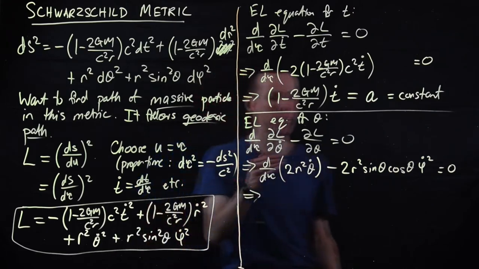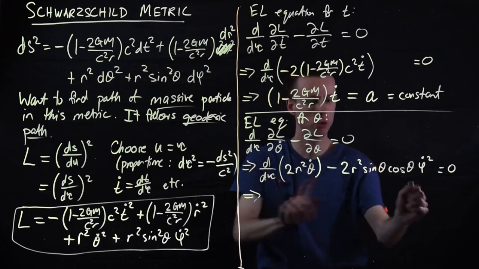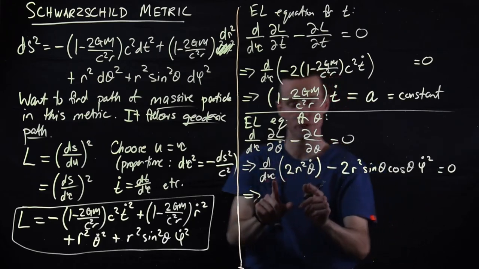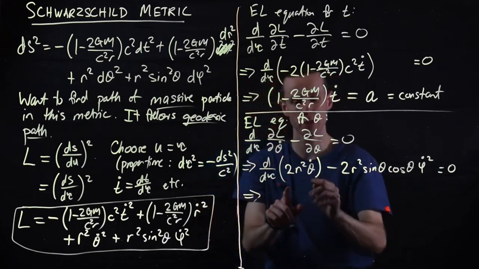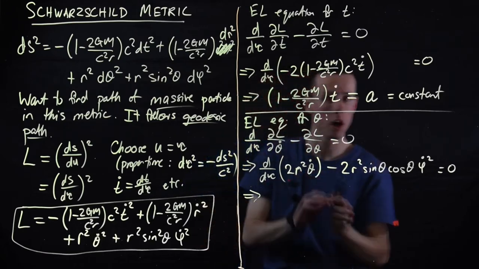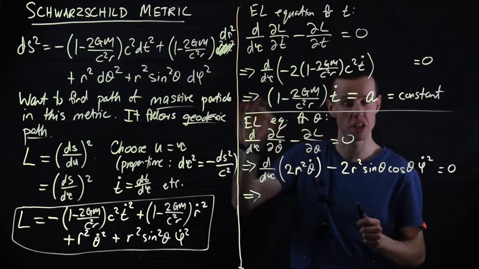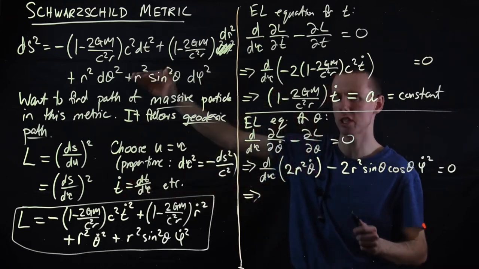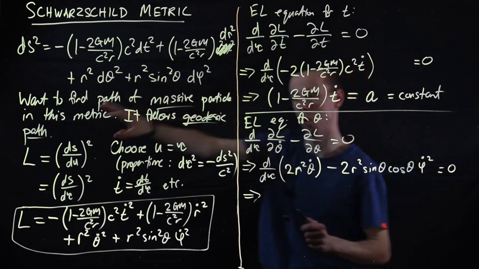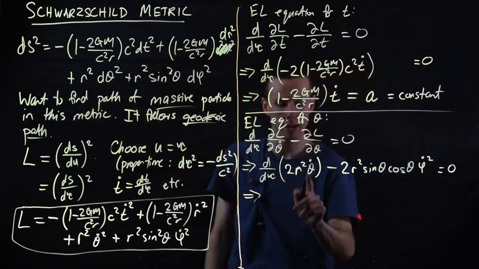Now in this case I can't do the trick I did up here. This time I don't have a total derivative equal to 0. I've got this extra term, so I am forced to just go ahead and do this full derivative. And remember, inside here I've got r squared and I've got theta dot. Both of those are functions of tau. Remember, ultimately tau is the parameter of the geodesic. Everything's a function of tau. All of the coordinates and all of the dotted coordinates are functions of tau. So I have to use product rule.